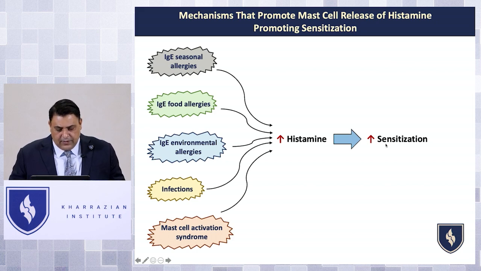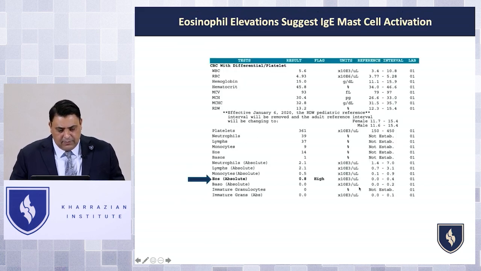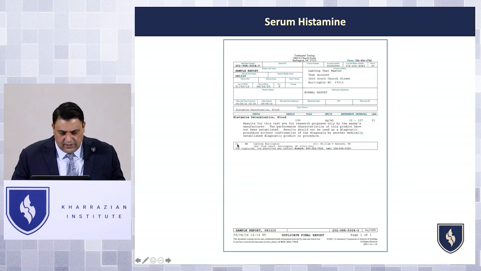One of your clues, by the way, that this is happening is if you look at routine blood work, eosinophils are going to go up with IgE activation, mast cell activation. So if you ever look at your blood work and you see eosinophils elevated, then you know that you have some kind of IgE response that you want to look for. You can also measure things like serum histamine, but you have to have very high levels of serum histamine.